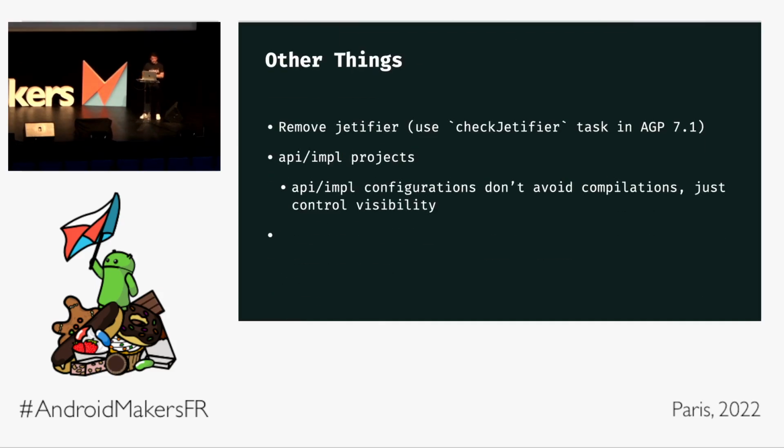Racing through here to catch up on time. I've got a ghost bullet at the end of this. I don't know what that was supposed to be. Remove Jetifier if you can. There's a new check Jetifier task in AGP 7.1 that you can use to help you with this.